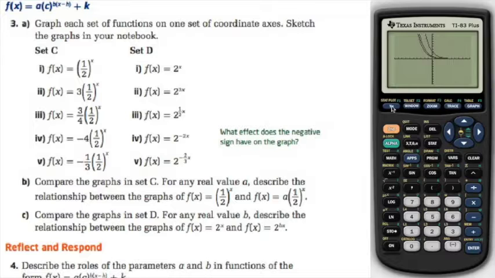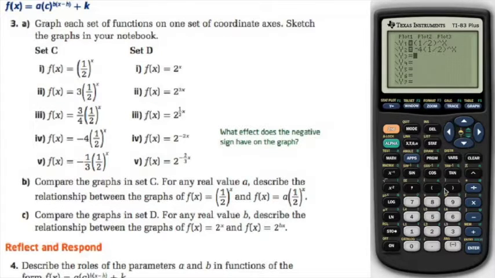What I'm going to do now for 4 and 5, I'm actually going to eliminate those last two functions and do 4 and 5 individually. So we have -4 times 1/2 to the x. 1/2 to the x will redraw itself. And there's with the -4. So it also flips as well as stretches by a factor of 4.